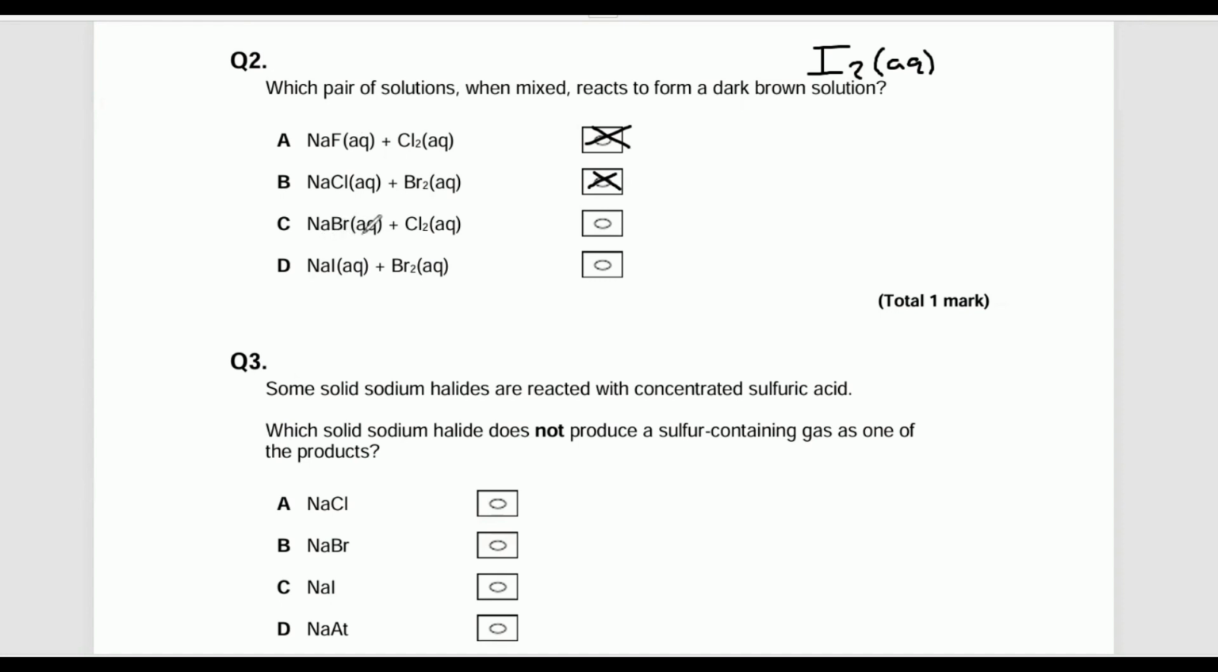We've got sodium bromide and chlorine. Chlorine is like a pale green, pale yellow. When it displaces the bromine, you're going to get a kind of orange solution forming with the bromine being displaced. It's more likely to be down here because it says dark brown. If it said light brown, C could have been the answer because you're going to get bromine displaced. But here, bromine is going to kick out the iodine because bromine is more reactive. It's going to displace the iodine and you're going to get I2, a dark brown solution. So the answer is D.